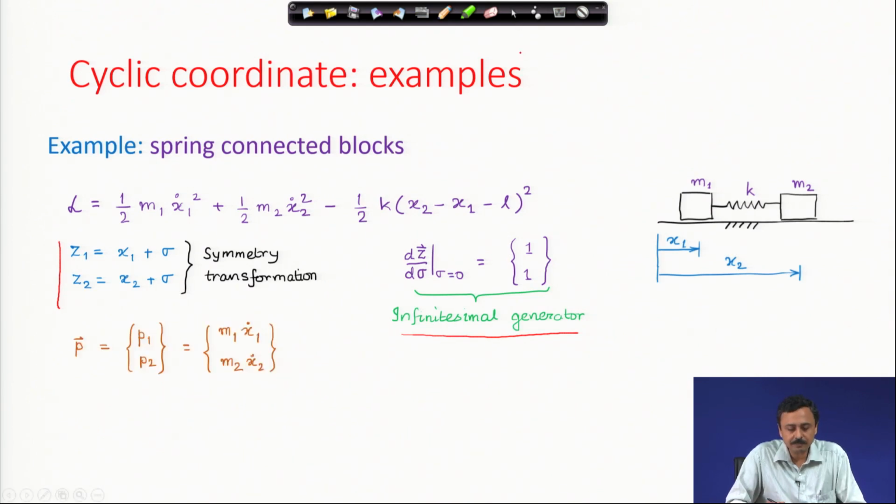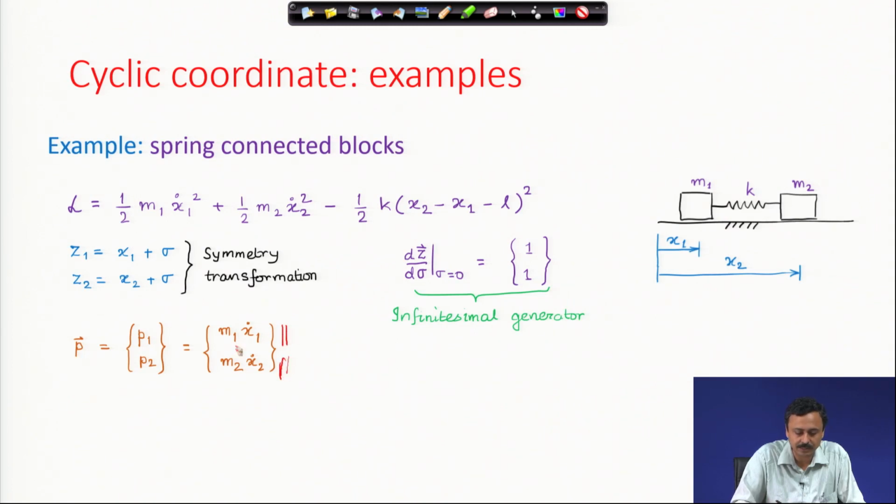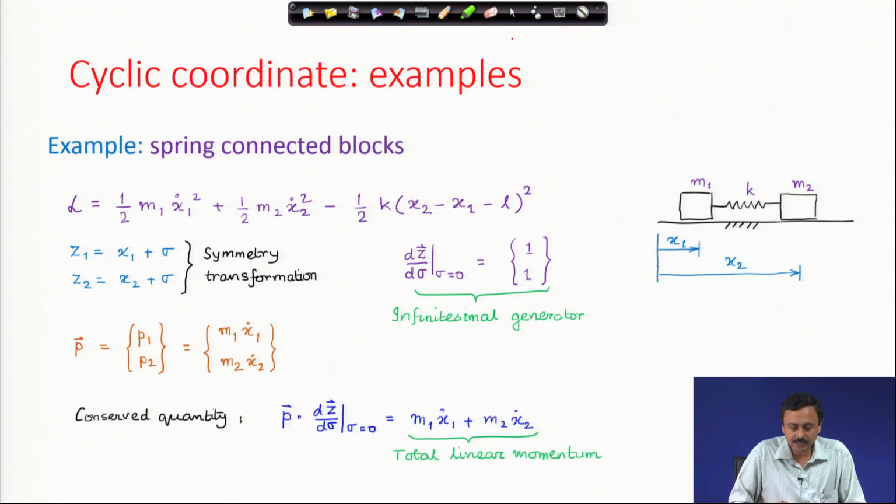The generalized momentum, you can find out: del L del x 1 dot and del L del x 2 dot, and you will get these two terms. The generalized momenta are like this, m 1 x 1 dot, this is the standard linear momentum. And what is the conserved quantity? This generalized momentum vector dotted with the generator, and if you do that, you will get m 1 x 1 dot plus m 2 x 2 dot.